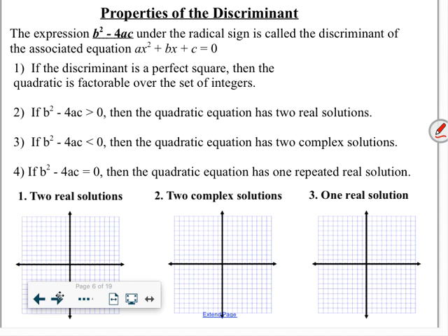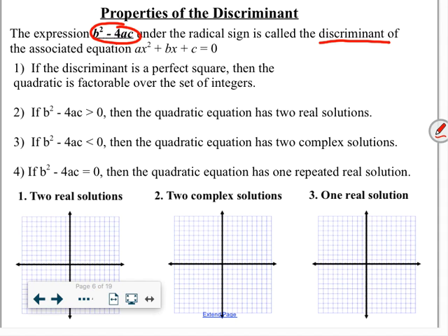The discriminant, I want you to underline this. And I want you to circle b squared minus 4ac. The discriminant is what is underneath the square root symbol, and it is going to tell us what kind of solutions we're going to get.